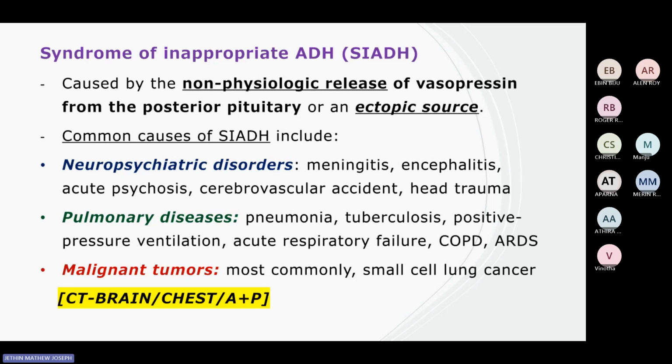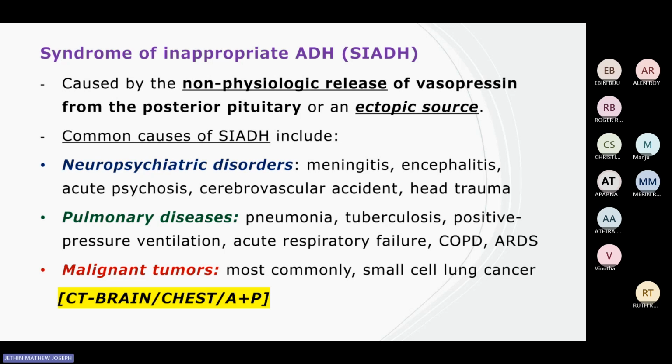The next cause is syndrome of inappropriate ADH secretion, SIADH. So what is SIADH? Normally we discussed that ADH is released from the hypothalamus in response to hypovolemia or an increase in plasma osmolality. Here in SIADH, as the name suggests, it is inappropriate ADH secretion. It is basically non-physiologic release of vasopressin from the posterior pituitary or an ectopic source. But the main thing is it is non-physiologic. It doesn't follow your volume status or your plasma osmolality.